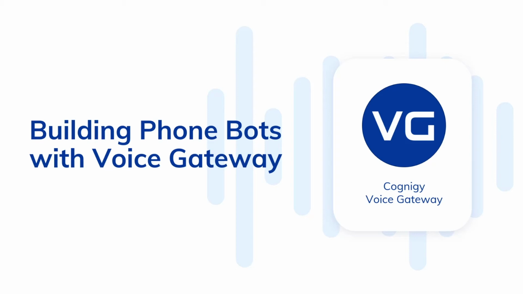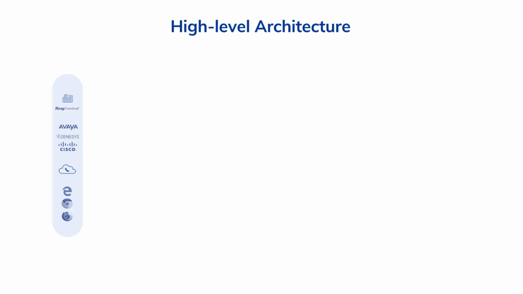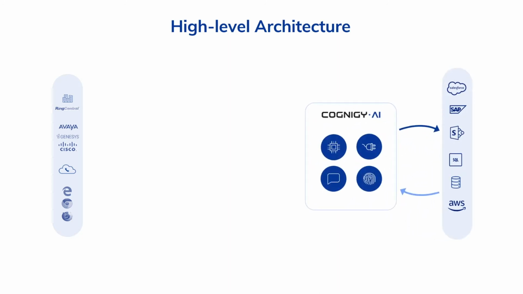Hi everyone. My name is Phil, and today I'm going to be taking you through building phone bots with Cognigy Voice Gateway. Before we get started, let's take a look at a high-level architecture. Your customer will be calling, either from a mobile phone, a landline, or a browser, and maybe they end up at a contact center solution like Avaya, Genesys, Cisco, or RingCentral, or any other. Now, what you want to do is you want those customers to talk to a virtual agent which you have built in Cognigy AI. Going through the NLU, the flows, maybe being connected to backend systems to retrieve order status information or to trigger an action in a backend system.